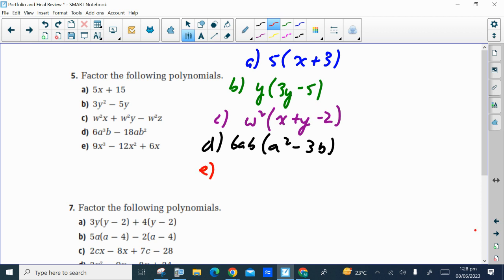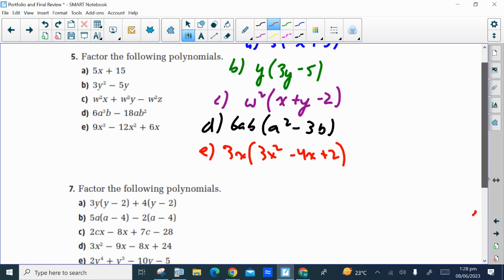Question E. There's a common factor there of 3x. To get the other factor, divide each term by 3x. That'll give you 3x squared minus 4x plus 2. And that one cannot be factored any further.